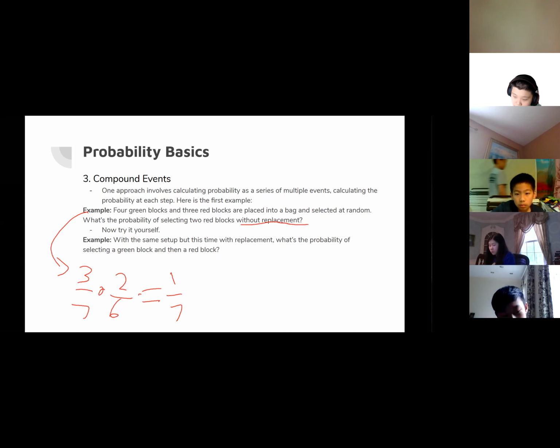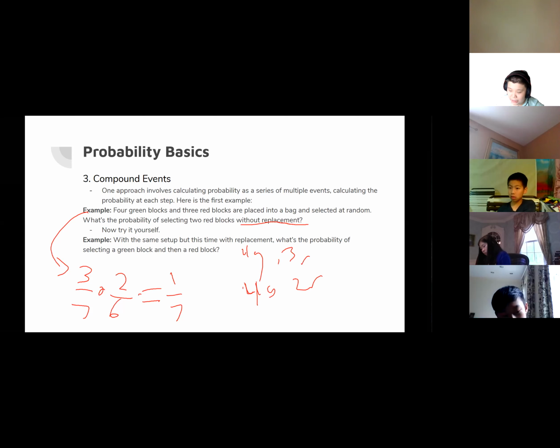Sorry. So it's because it's without replacement. At the start, there are 4 green and 3 red. If you take 1 red out, there are going to be 4 green and 2 red. And now the probability is 2/6. Do you see why, at this point?